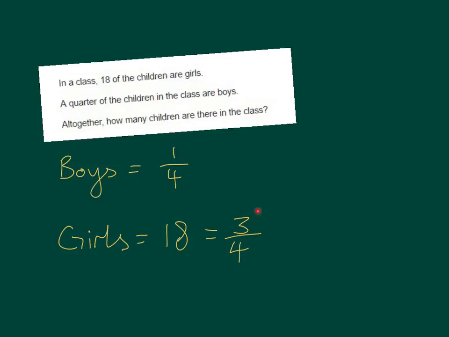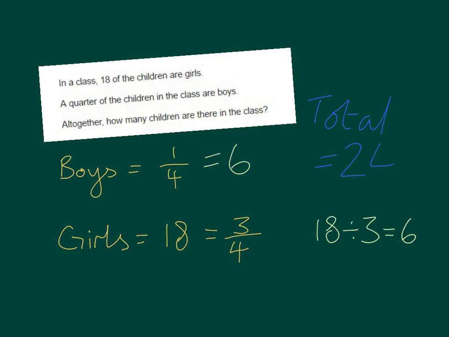So this is 3/4. All I actually need to do is share 18 by 3, which equals 6. That's 1/4. So there's 6 boys. And for the total amount of children in the class, I've got 18 girls and 6 boys. So hopefully you've all realised the total would be 24. Problem solved.